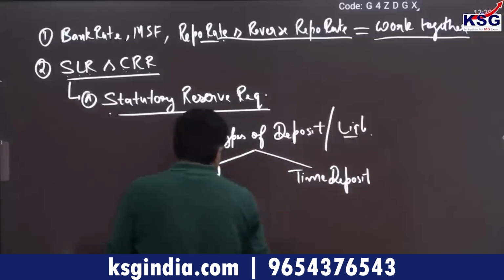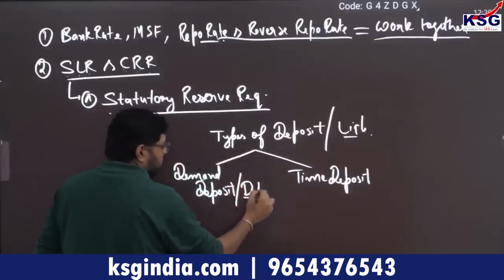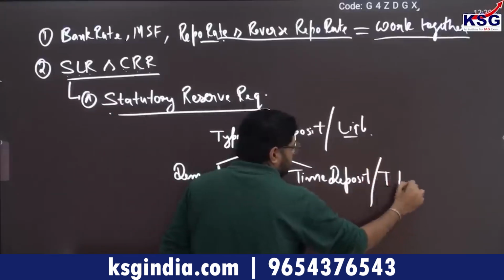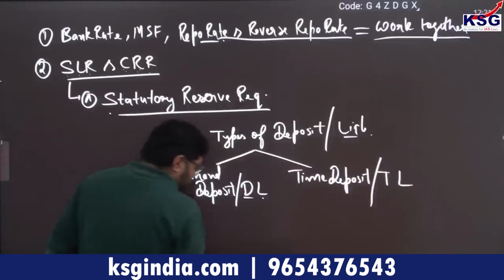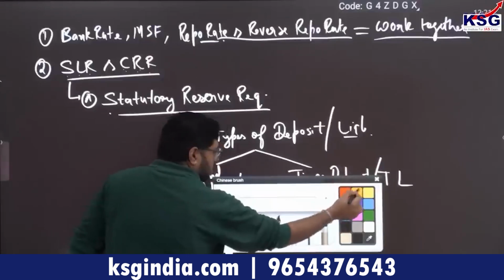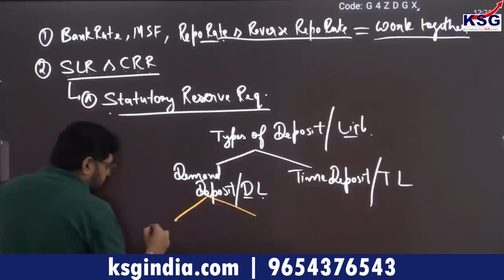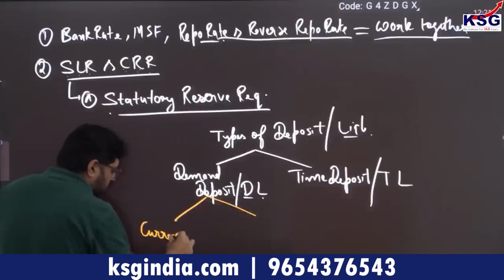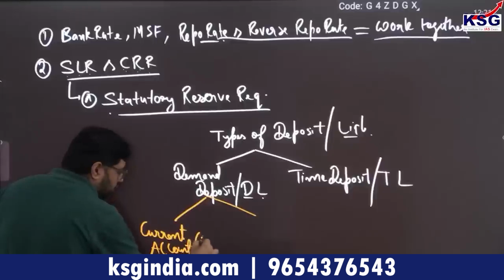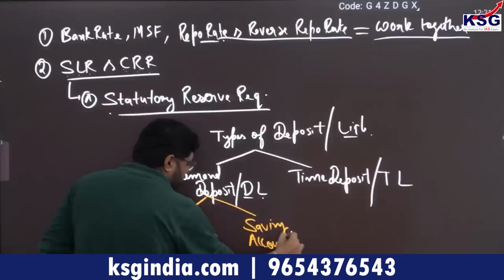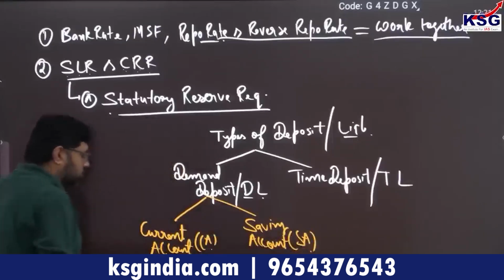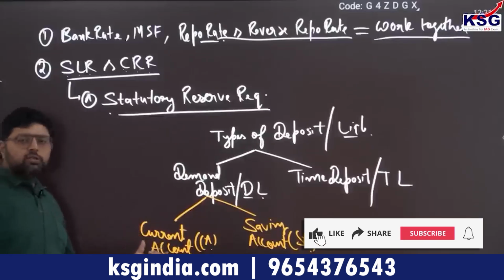Okay, so if I use the word demand deposit or demand liability, similarly we can use the word time deposit or time liability. Anything we can use. Now if you see, demand deposit is further classified into current account, in short we call it CA, and saving account, SA.